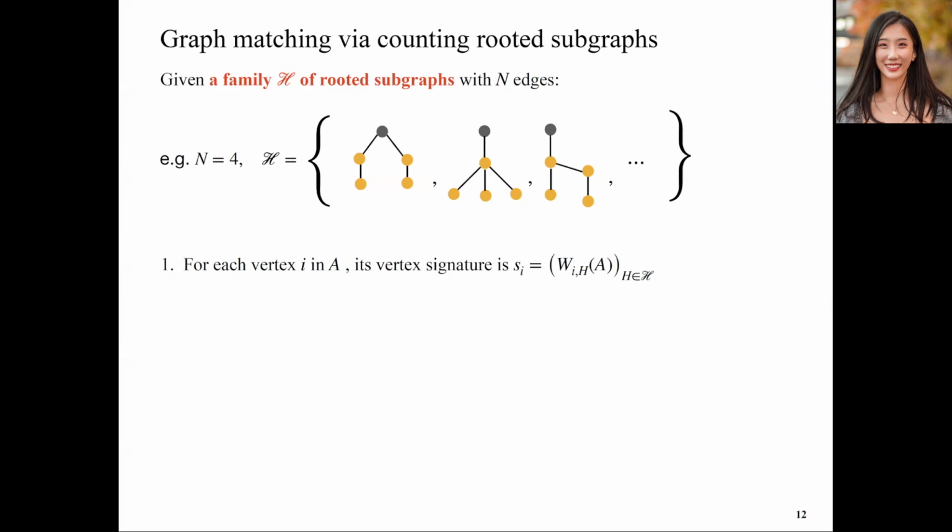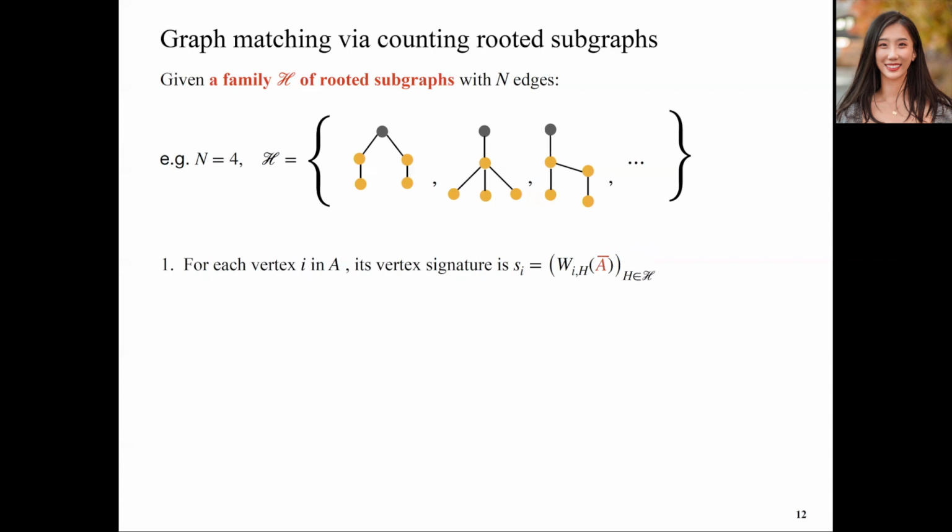The next step is to construct the vertex signature. For each vertex i in A, its signature is a vector such that each entry corresponds to a rooted subgraph count with respect to one rooted subgraph in this family. The issue with this is that all the entries can be highly correlated with each other across different rooted subgraphs, which is not a good thing, because the reason we construct this rich family is we want different rooted subgraphs to capture different information about the vertex. So to resolve this high correlation issue, what we do is conduct another so-called rooted sign subgraph count.